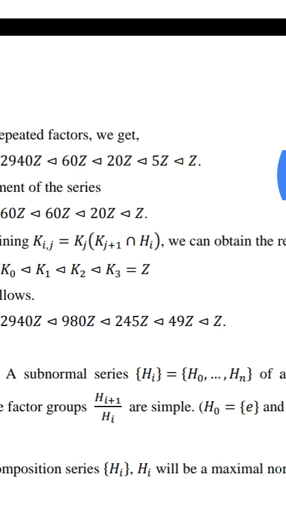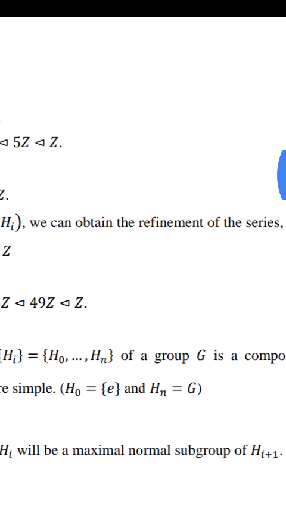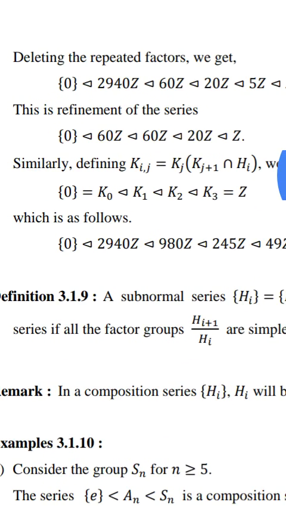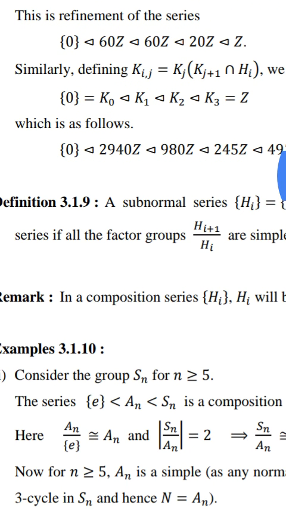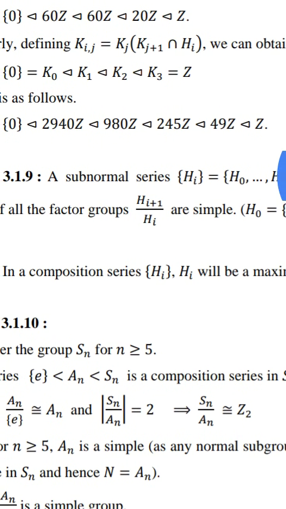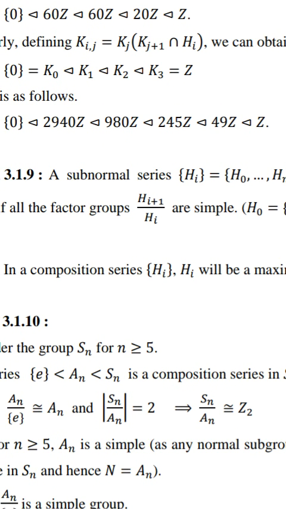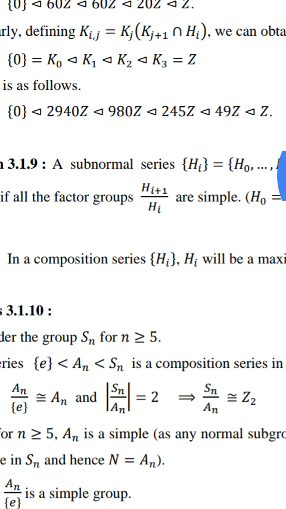Similarly, defining Kji = Kj(Kj+1 ∩ Hi), we can obtain the refinement of the series {0} = K0 is normal in K1 is normal in K2 is normal in K3 = Z, which is as follows: {0} is normal in 2940Z is normal in 980Z is normal in 245Z is normal in 49Z is normal in Z.